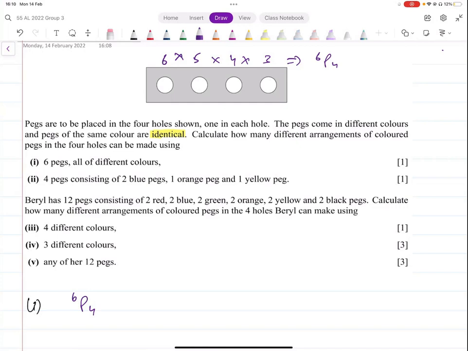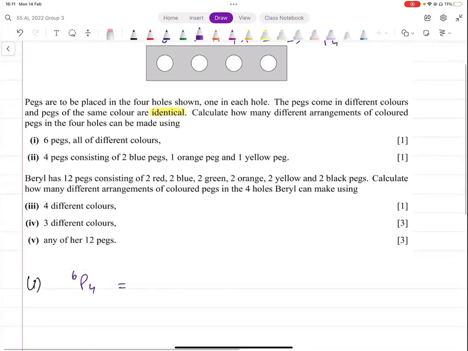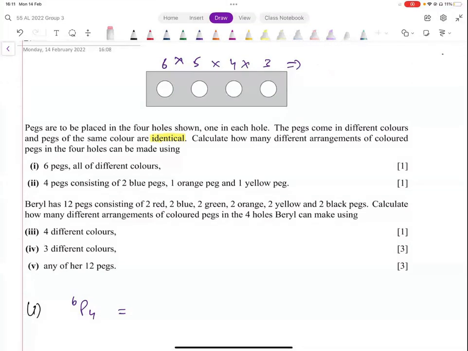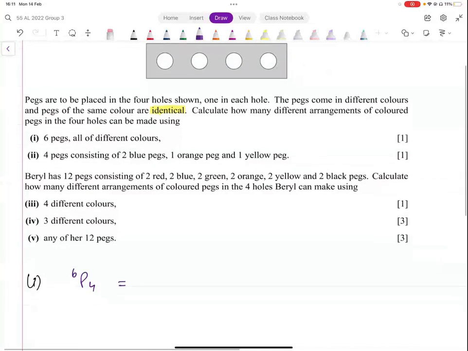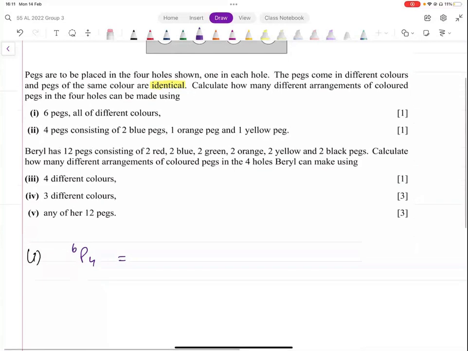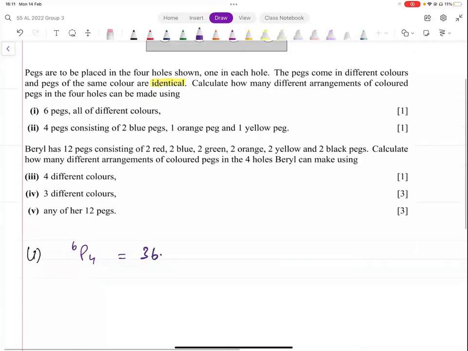Is that okay? So the first part was pretty straightforward like this. Okay. Now, what do we get here? 6P4 kya aata hai? Anyone? What's 6P4? 360. Okay, so that's 6P4. That's the first part. Now let's look at the second part.